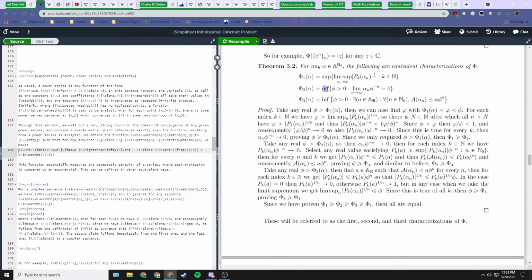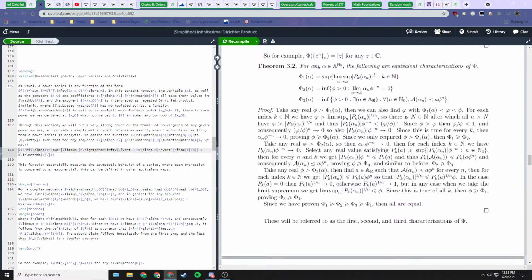So the second characterization is that phi of alpha is the infimum of positive real lowercase phi such that this limit ends up being 0. So this limit is alpha sub n times phi to the power of negative n.